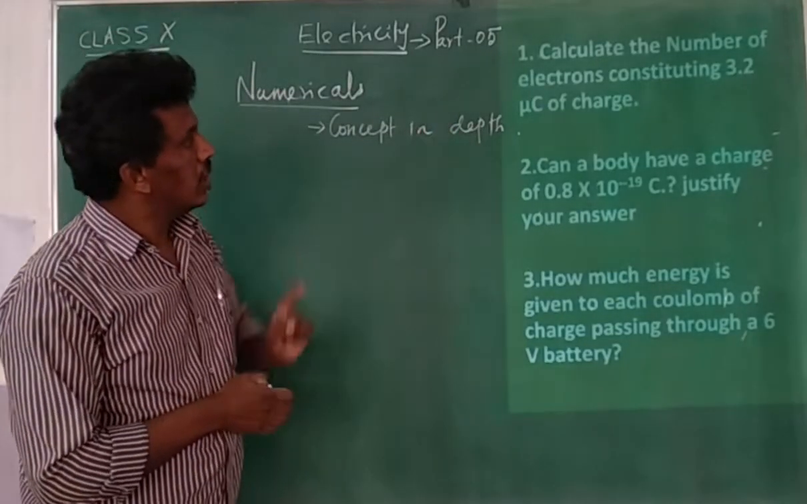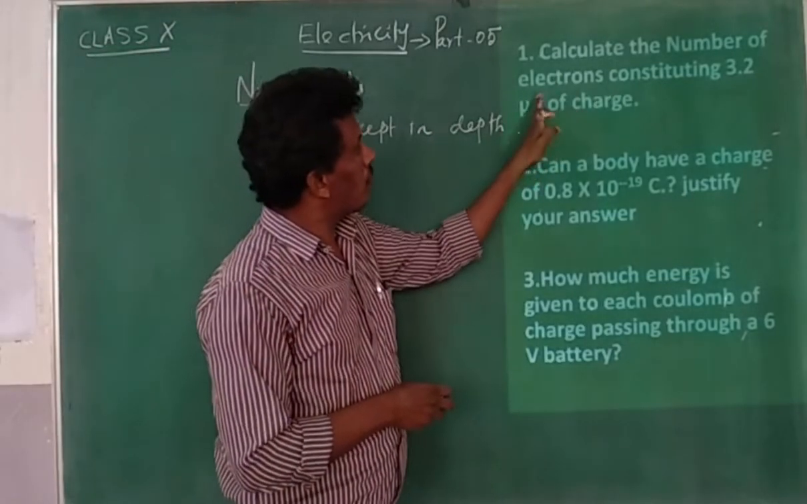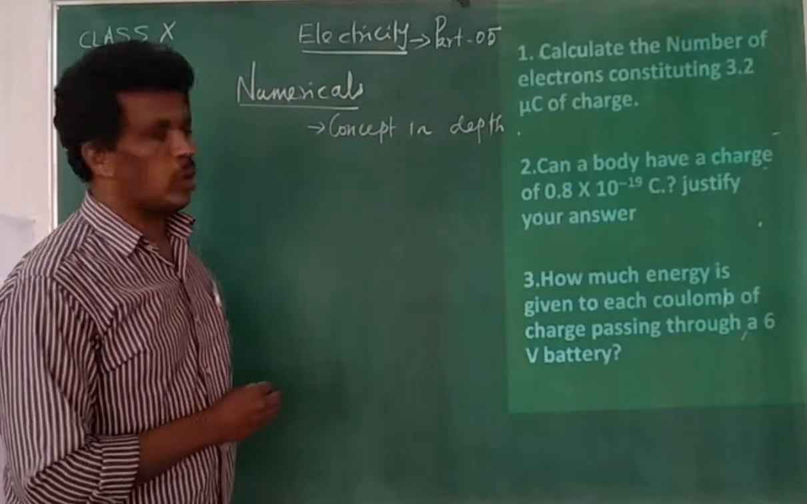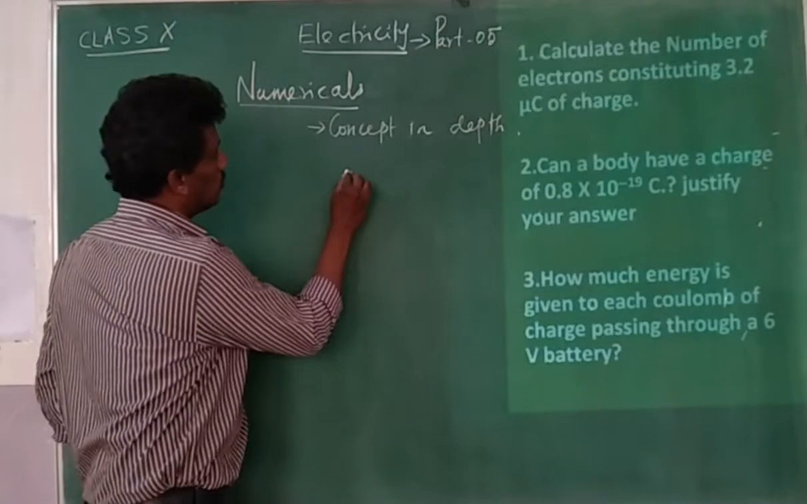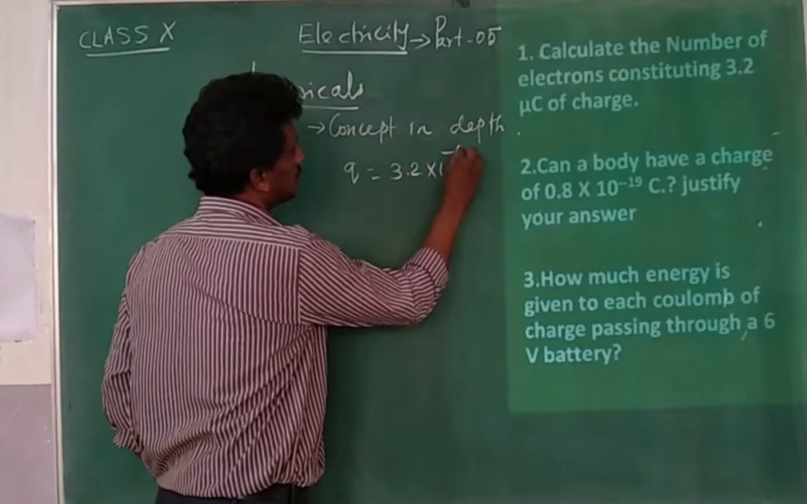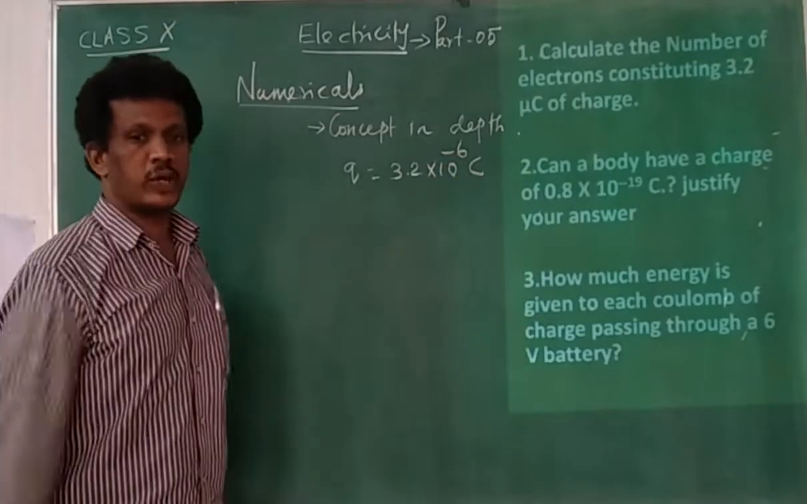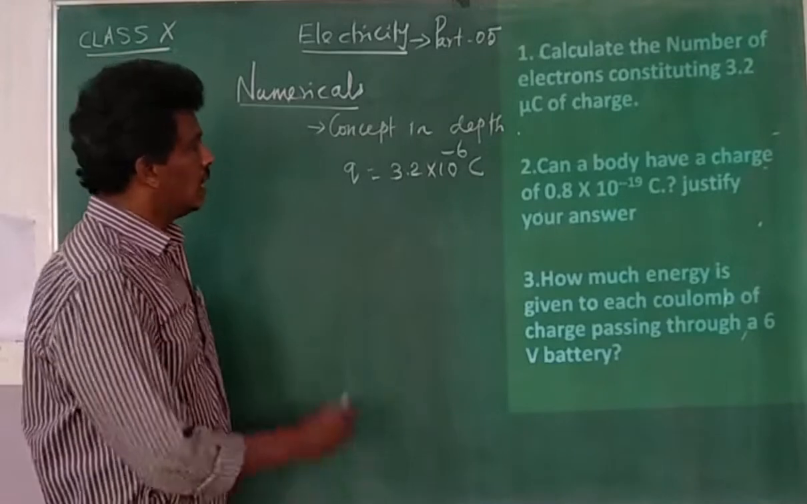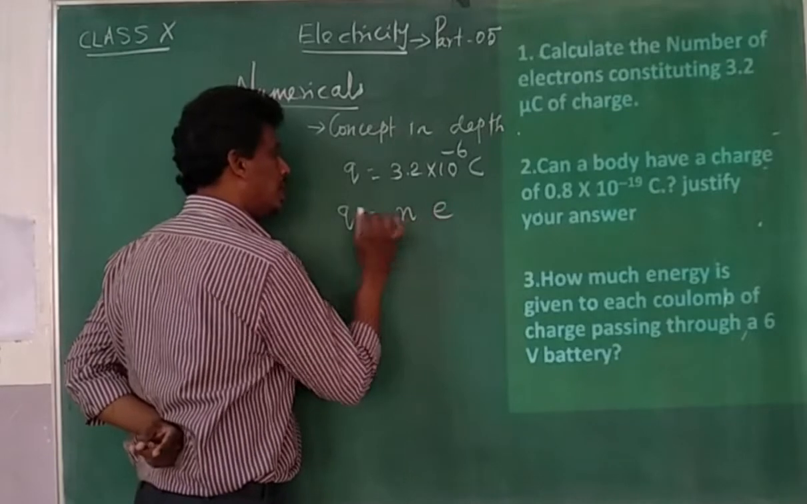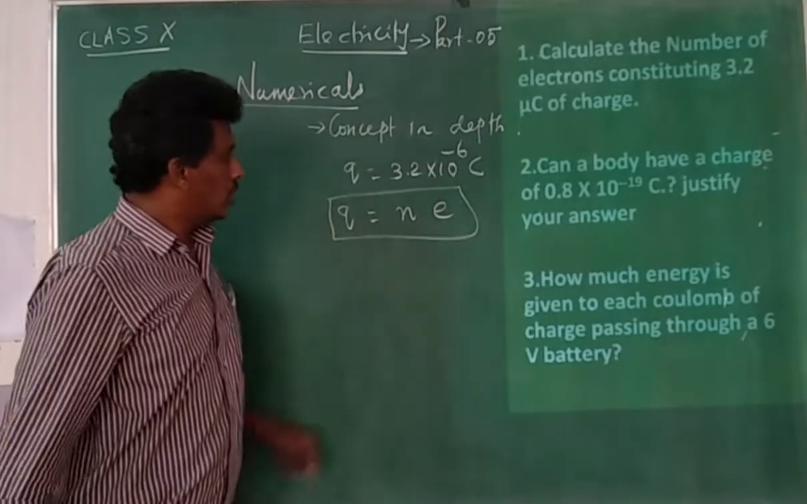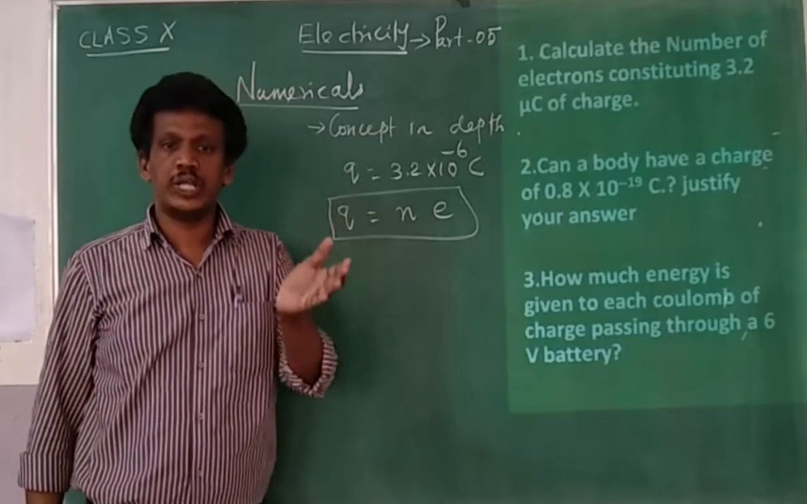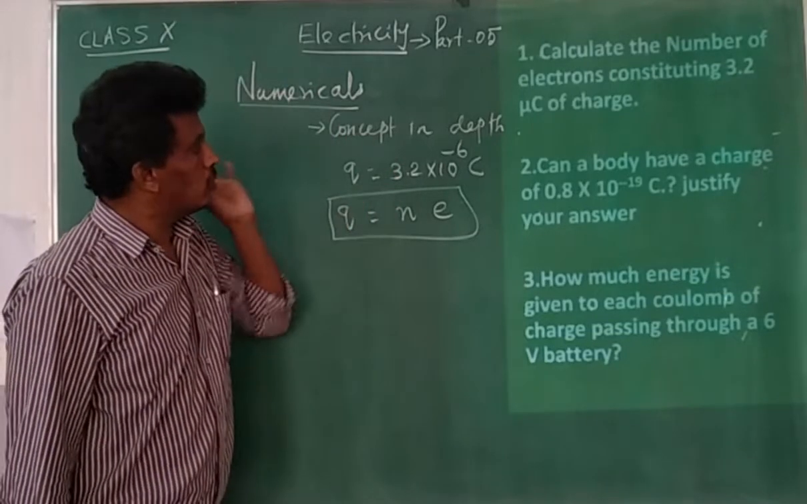Question number 1. Calculate the number of electrons constituting 3.2 microcoulomb of charge. So Q equal to 3.2 into 10 power minus 6 coulomb, because micro means 10 power minus 6. What is the concept we are going to use? Q equal to N into E. This is the basic formula. N is an integer, so N can have 1, 2, 3, 4, etc. That we have to find out.